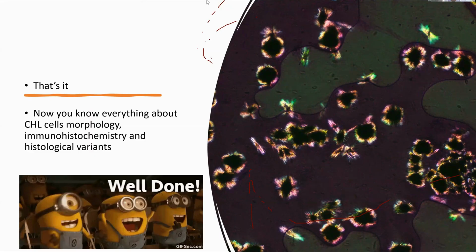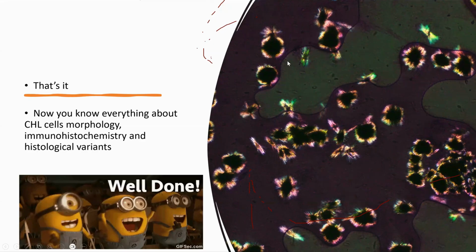Yeah, so CD30 is a must, it has to be positive, but for CD15, at least a proportion of the classic Hodgkin lymphoma should be positive for it. And there is a mention of a CD15 negative classic Hodgkin lymphoma, but this is a very rare occurrence, and you have to exclude all other entities before making such a diagnosis.